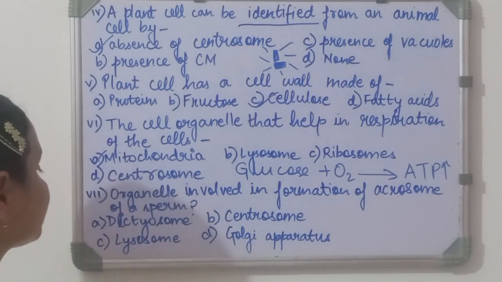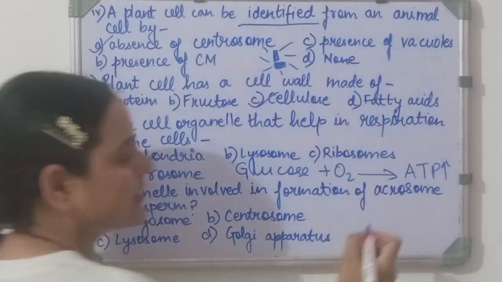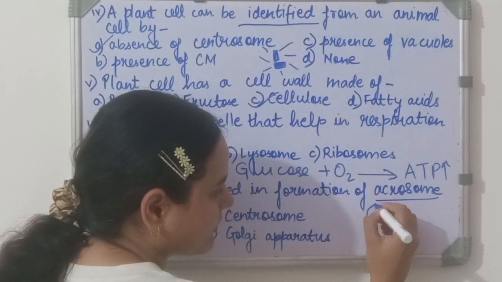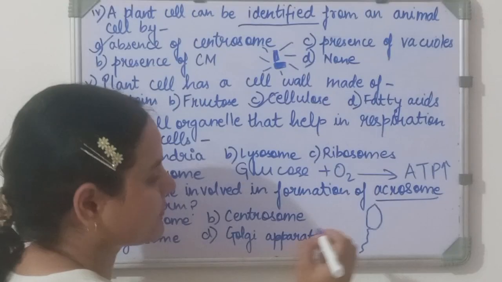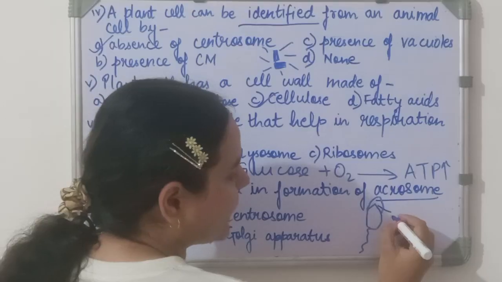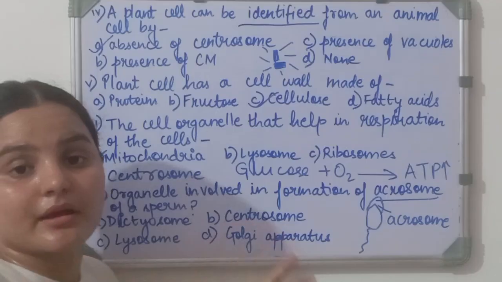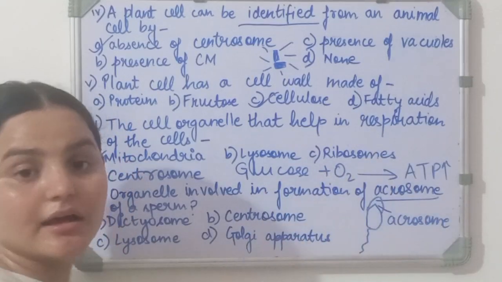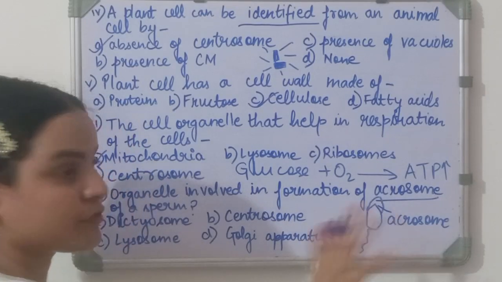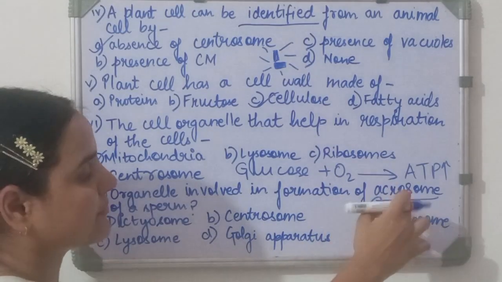Okay, now next question. Organelle involved in formation of acrosome of a sperm. See, what is an acrosome? So this is a sperm. Okay, this is a sperm. It has something like this, a cap called acrosome. Okay, it has some hydrolytic enzymes which help this sperm to penetrate the egg. Okay, during fertilization. Okay, so it is asking which organelle is involved in this formation of acrosome.